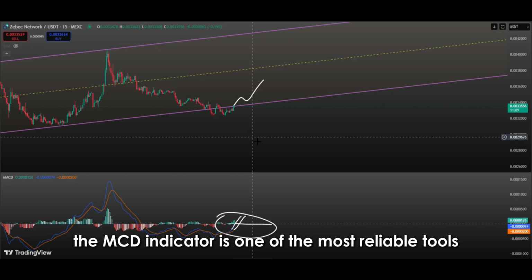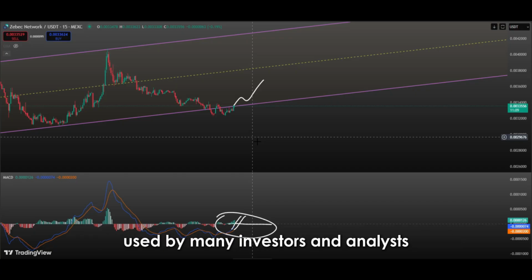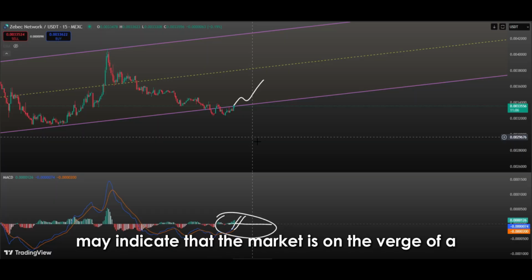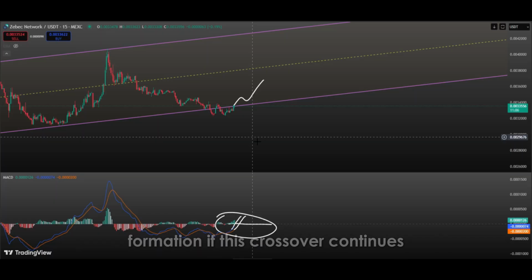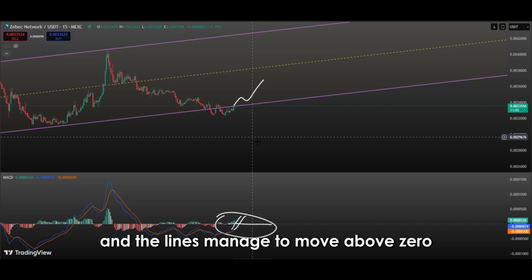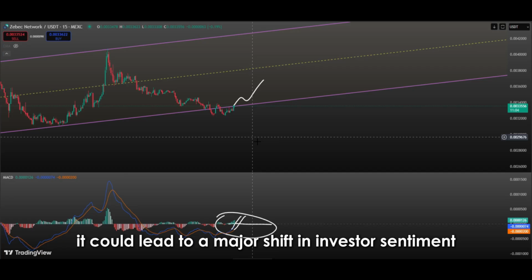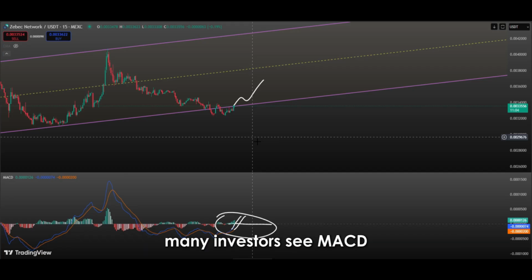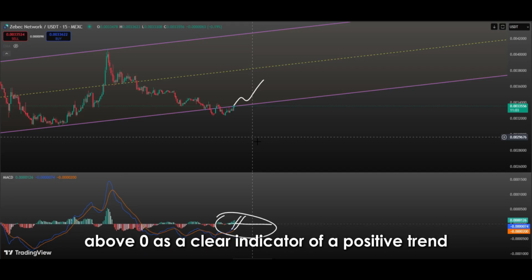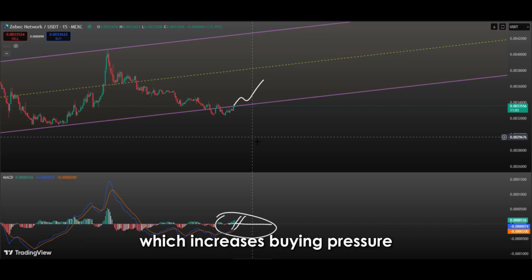The MACD indicator is one of the most reliable tools used by many investors and analysts to predict market direction. Therefore, every signal that forms here carries significant importance. The current crossover taking place and its proximity to the zero level may indicate that the market is on the verge of a transformation. If this crossover continues and the lines manage to move above zero, it could lead to a major shift in investor sentiment. Many investors see MACD above zero as a clear indicator of a positive trend, which increases buying pressure and causes prices to rise more rapidly.